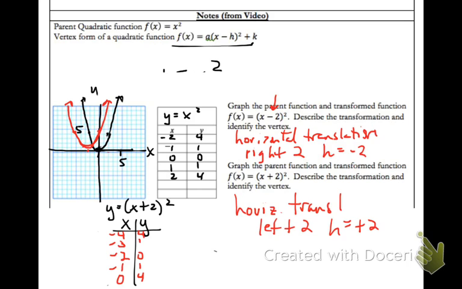So we could just make a generalization that when you look at an equation where values have been changed from the parent, and you can recognize the h values, if the h values are subtracted, that graph is going to shift to the right from where the parent graph normally is. If the values are added, it's going to shift to the left.